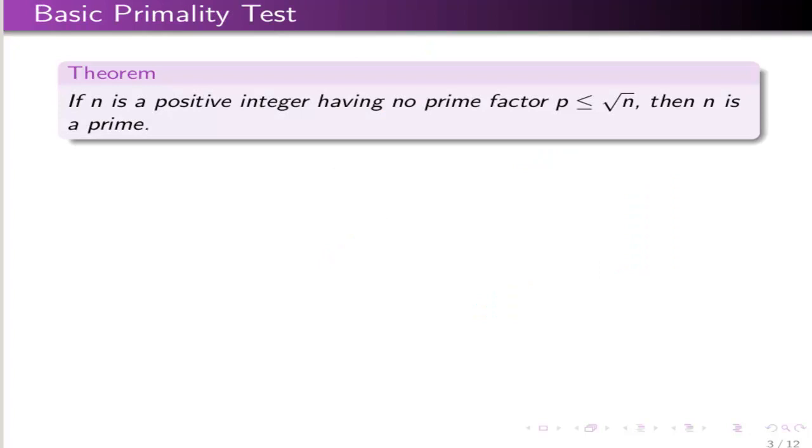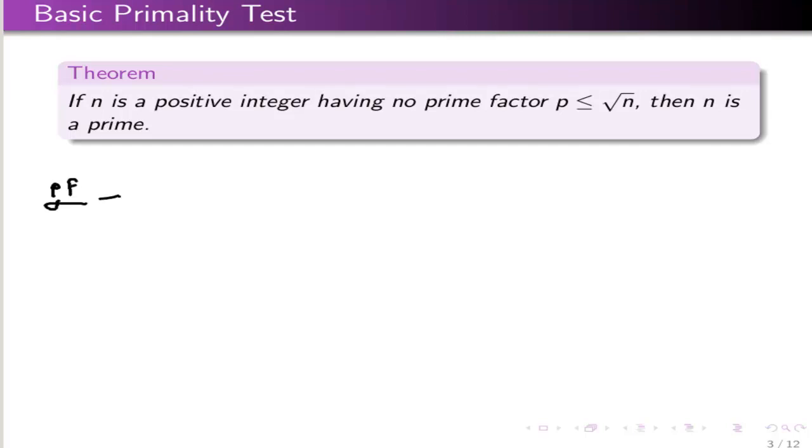Okay, the very basic primality test is what we did back in grade school. If you want to test whether a big number is a prime, you start testing for small prime divisors. And the claim is, if the number has no prime factor less than the square root of the number you're testing, then n is in fact a prime. And I think this was on an early homework problem.